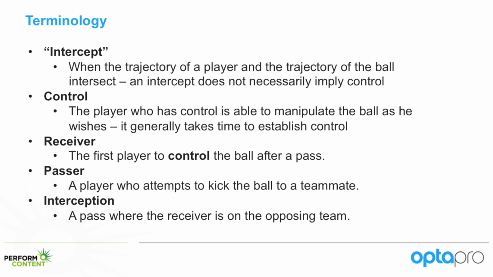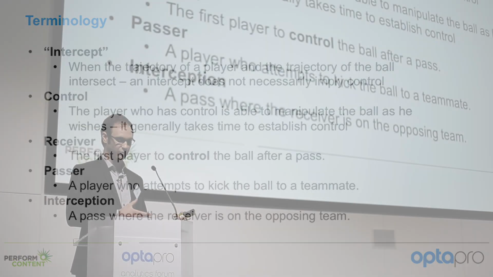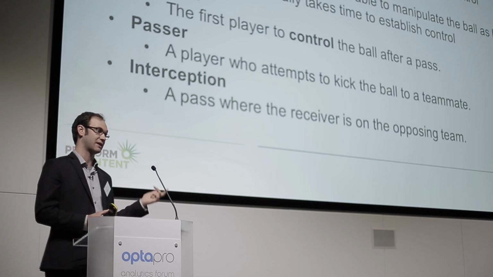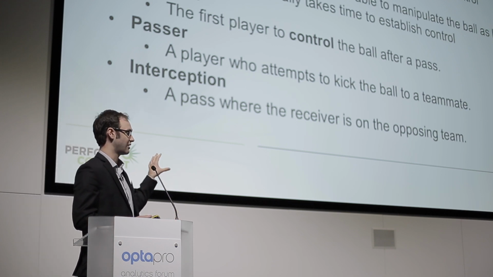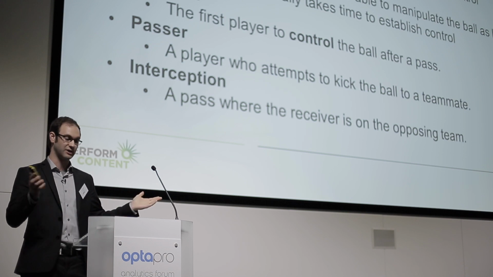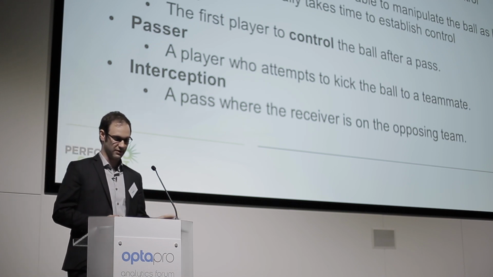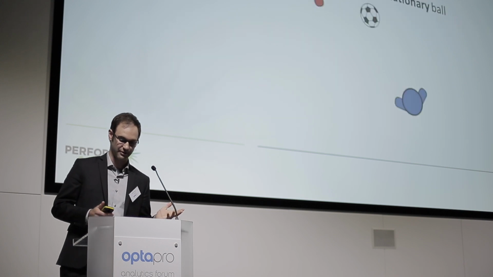Control, I define as basically the ability to make a controlled touch. Just because you can get to the ball doesn't mean you can control it. To control it, you have to be able to execute a pass, you have to be able to dribble the ball, there has to be some sort of control element there. The receiver we define as the first player to control the ball after the pass. That can be a player from the same team as the passer or the opposing team. So in this generic sense, the receiver doesn't matter if it's intercepted or completed, it's still the receiver. And the other two terms are as we typically define them.